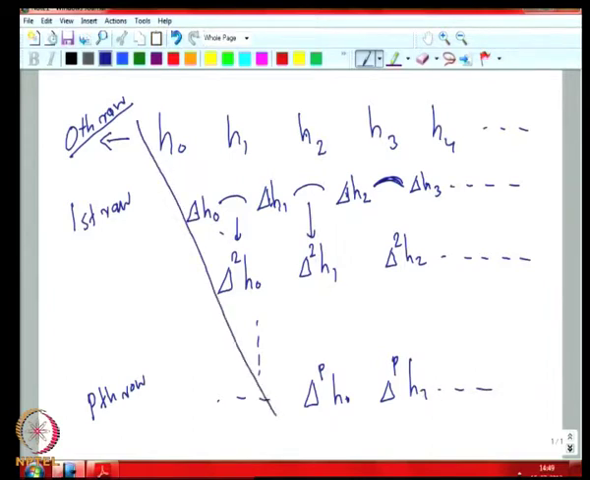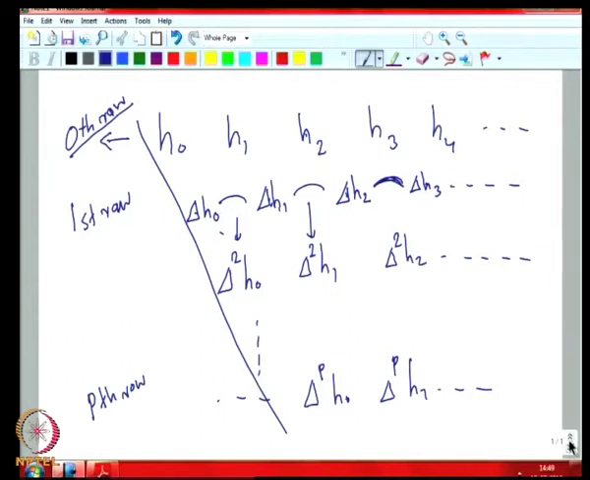So, this table is called the difference table. This is what we saw in the last class. These concepts were introduced.